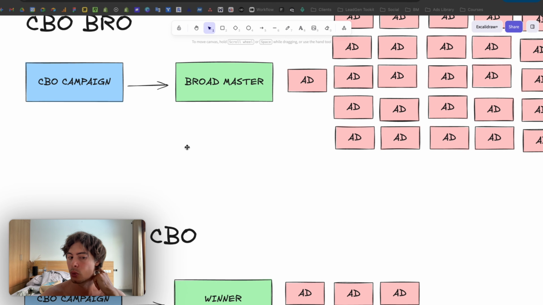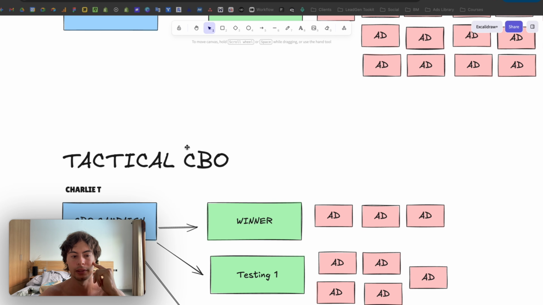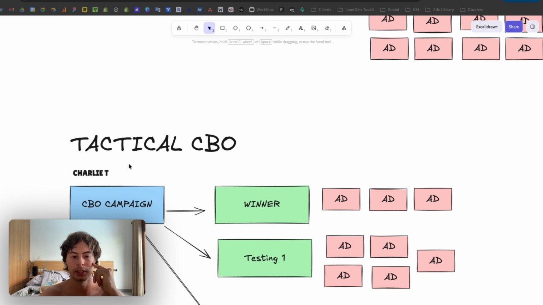Now let's move into what I call the tactical CBO, sorry. And this strategy right here was created by Charlie T. Charlie T, guys, if you don't know, is one of the most experienced Facebook ads guys in the space. He spent billions of dollars, so he definitely knows what he's talking about.